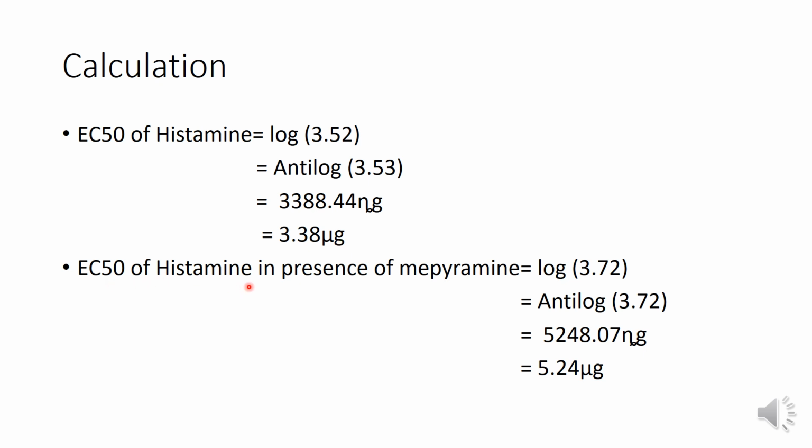Then EC50 of histamine in presence of meperamine. In the same way we have extrapolated the graph and on the x-axis we got the reading as log 3.72. So we will simply take the anti-log of 3.72. You will get 5248.07 nanogram. We will convert it into microgram by dividing 5248.07 by 1000. So you will get 5.24 microgram.